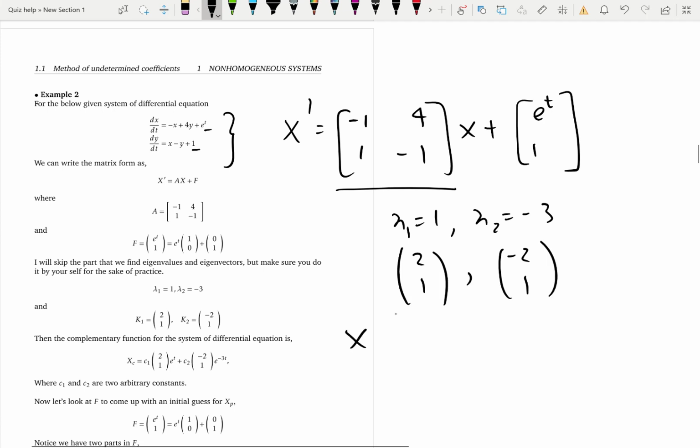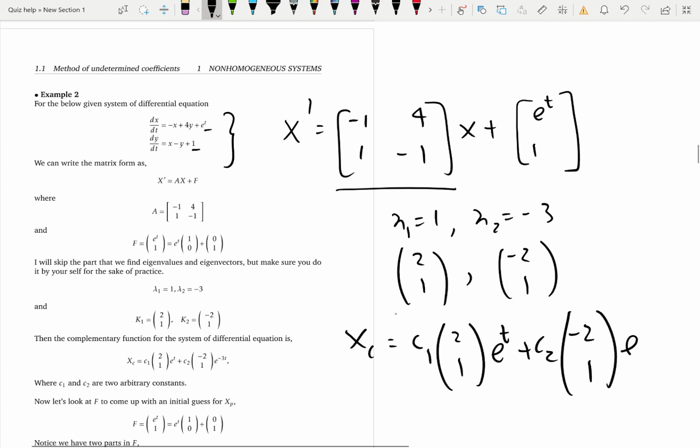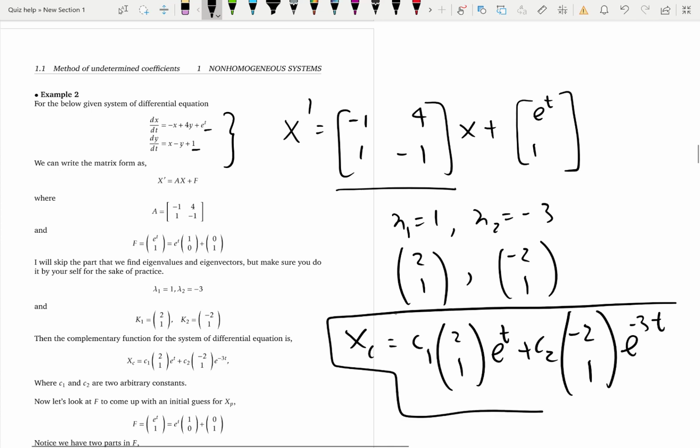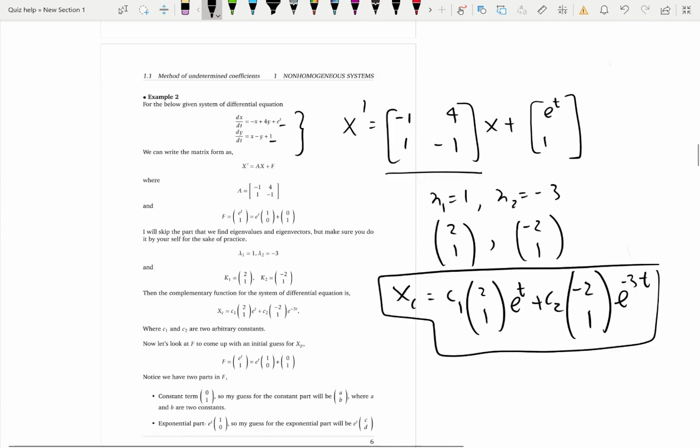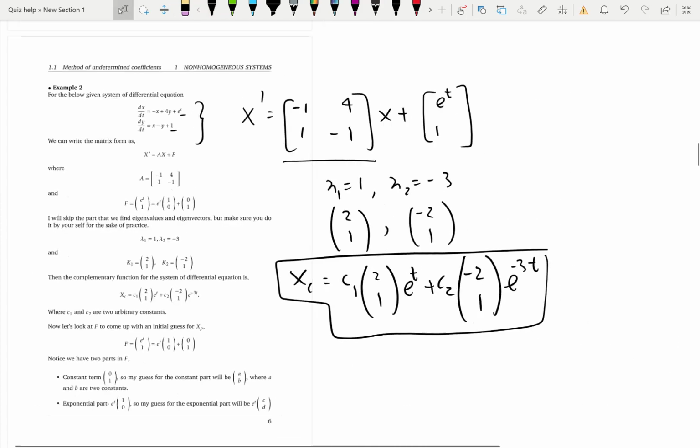So the general solution, the complementary solution, is C1 times 2, 1 e to the t, okay, plus C2 times negative 2, 1 e to the negative 3t. Okay, so this is the complementary solution. Alright, so now what we do is we have to come up with a guess, right? Okay, so let's do that.